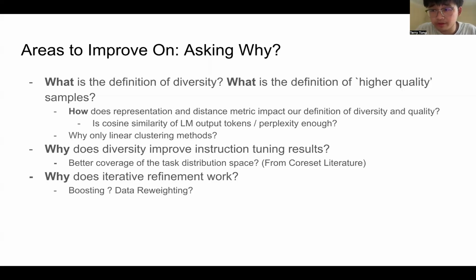And more specific to this paper, why does iterative refinement work? When I read the paper, it kind of reminded me of the boosting idea, where we reweight different data points, except now we don't ensemble different weak learners at the end. It also reminded me of domain reweighting or data reweighting. But how can we come up with the theory and answer the question of why?